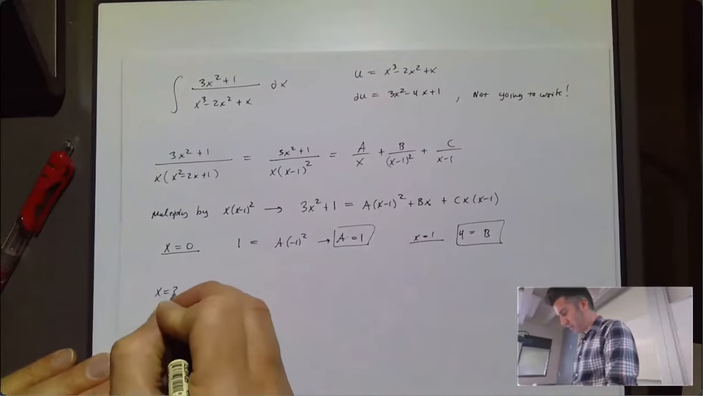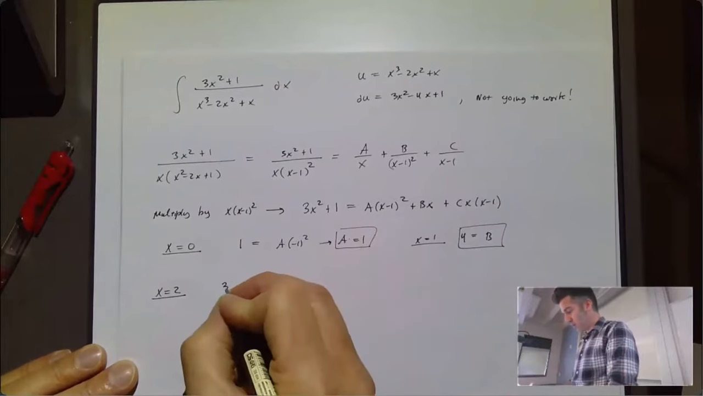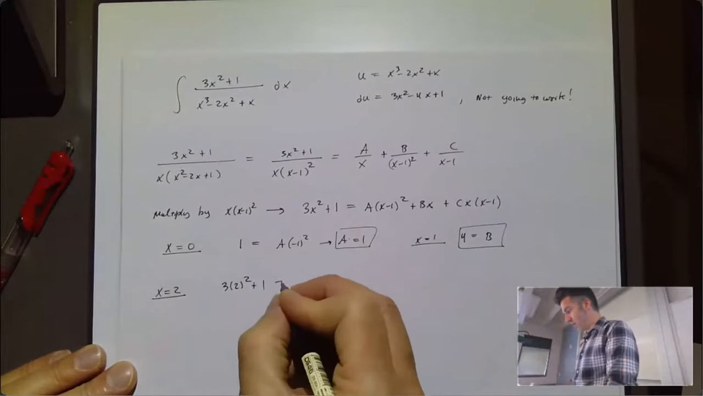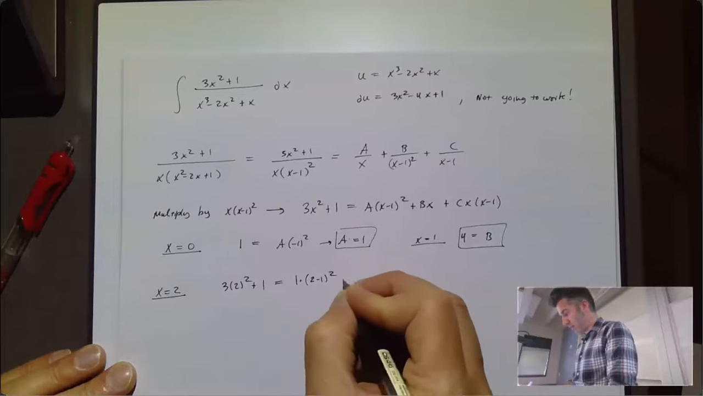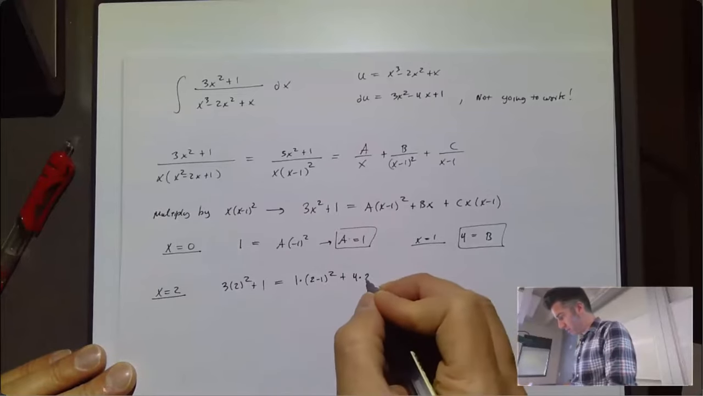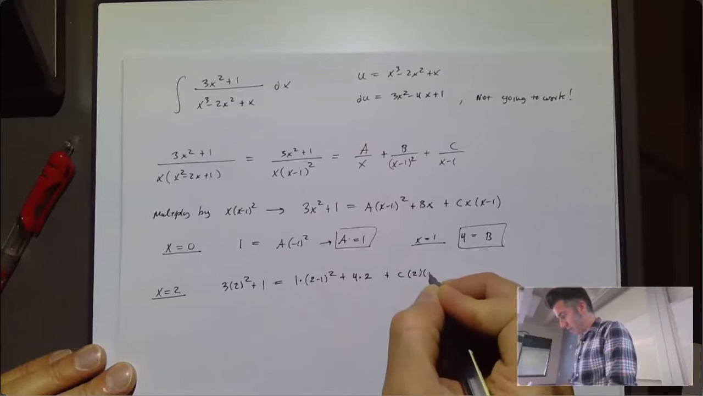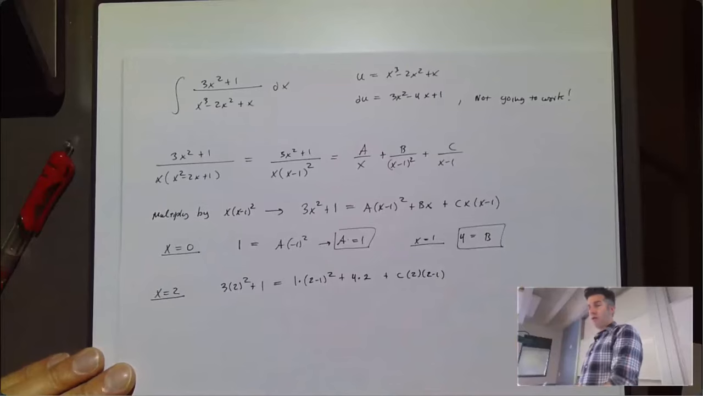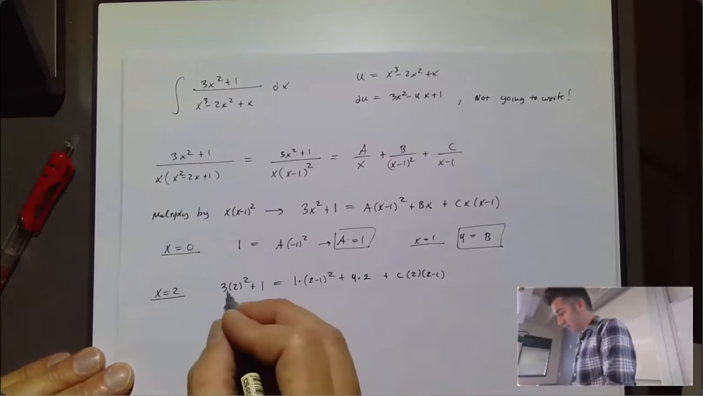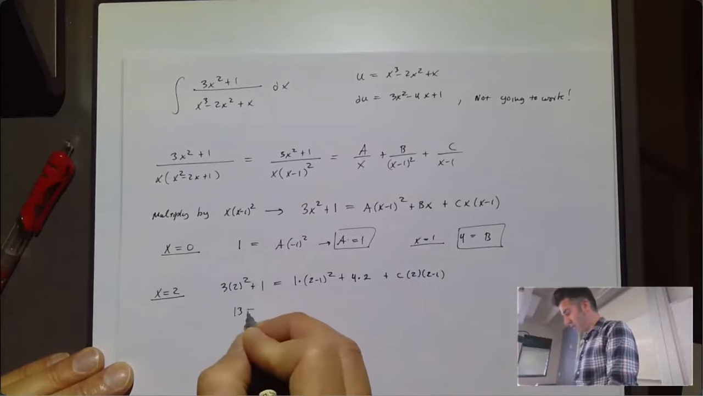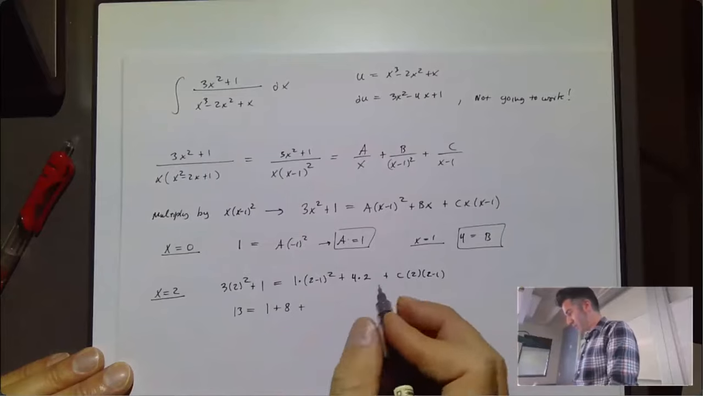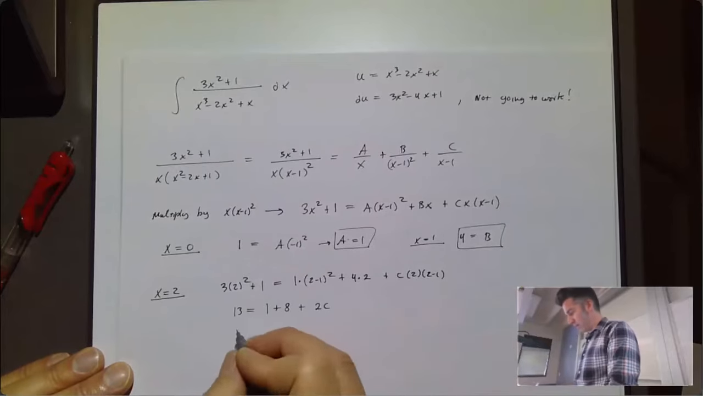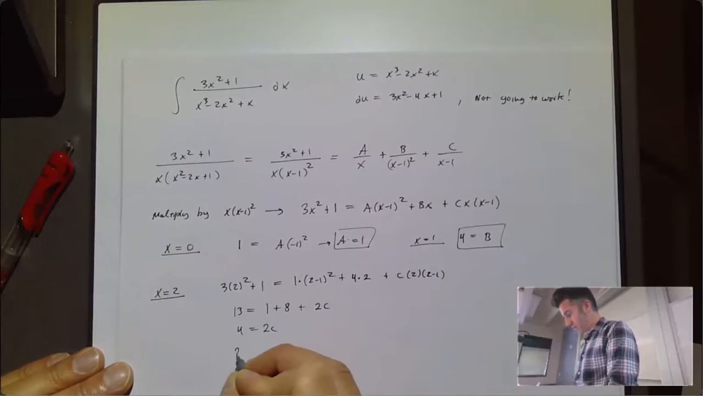Let's pick 2. So if I plug in x equal to 2, on the left, I'm going to get 3 times 2 squared plus 1. On the right, I'm also going to plug in my a and my b value. So I'm going to get 1 times 2 minus 1 squared plus 4 times 2 plus c times 2 times 2 minus 1. And now I think you can see, pun intended, that we can solve for c because it's the only thing left. So let's say I have 3 times 4, 12 plus 1 is 13, equal to 1 times 1 plus 4 times 2 plus c times 2 times 1. So let's see, 13 minus 9 is 4. 4 is equal to 2c, so 2 is equal to c.